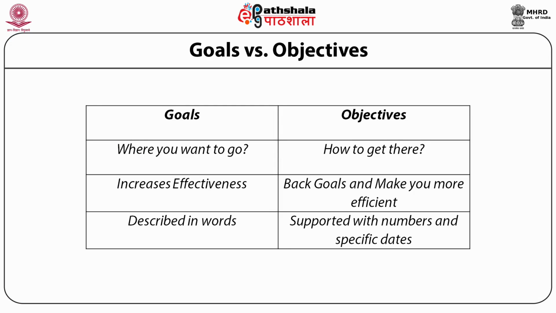Let us look into the difference between goals and objectives. Goals basically define where you want to go, whereas objectives define how we get there. Goals help you to increase effectiveness, whereas objectives basically back the goals and make you more efficient. Goals are described in words, whereas objectives are supported with numbers and specific dates.